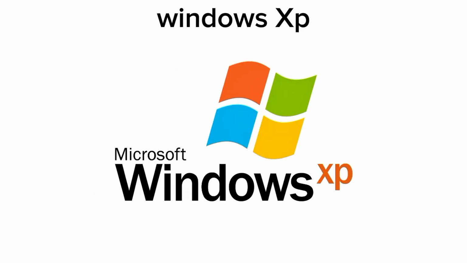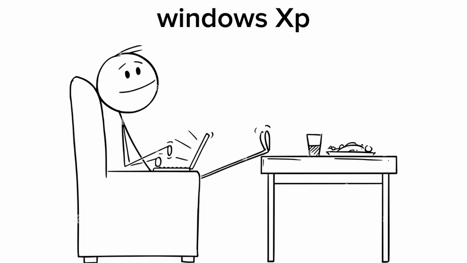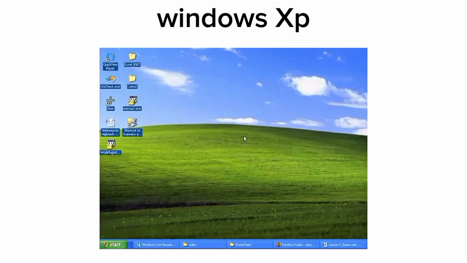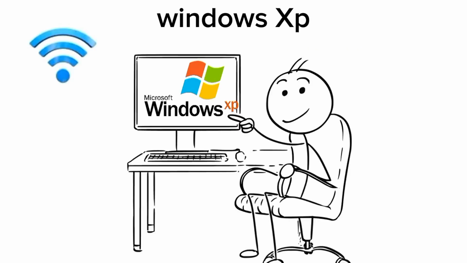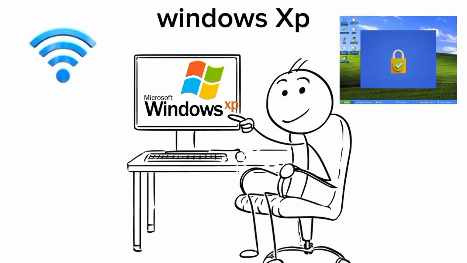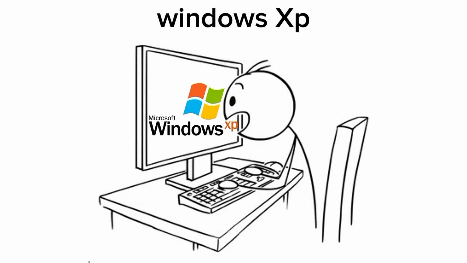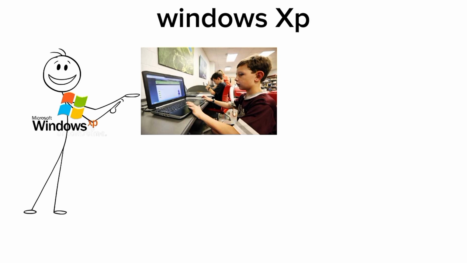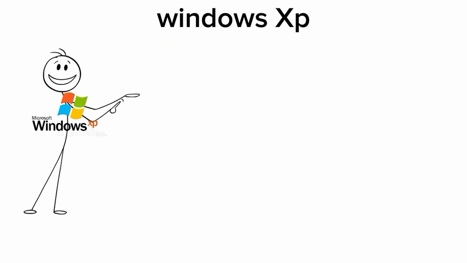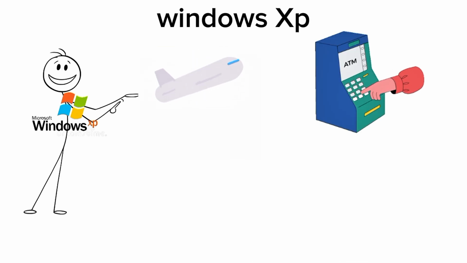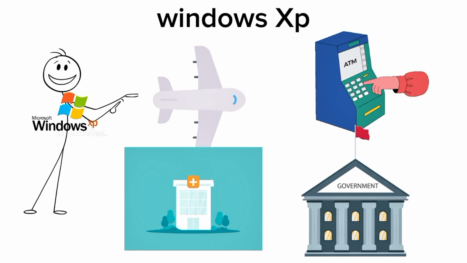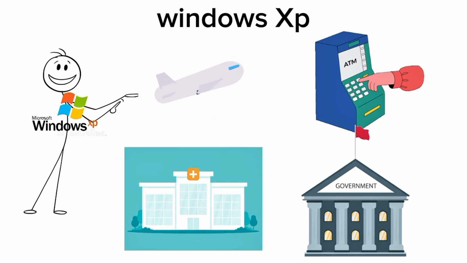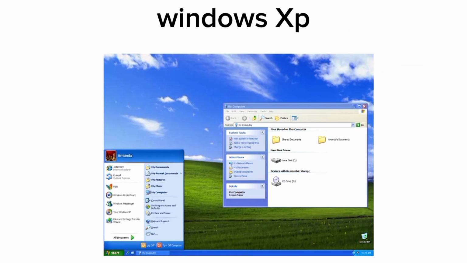Windows XP. Windows XP combined the stability of Windows NT with the design of home Windows. It introduced a colorful, cheerful interface. It supported Wi-Fi better, had stronger security, and ran well on many machines. XP was so good that people held on to it for more than a decade. It became the standard OS for schools, offices, and gaming setups. Even airlines, ATMs, hospitals, and government systems used it long after support ended. XP defined the early 2000s.